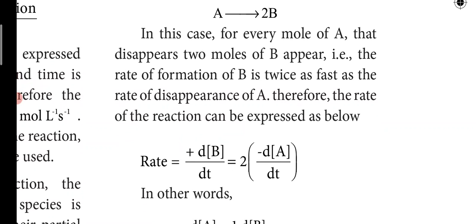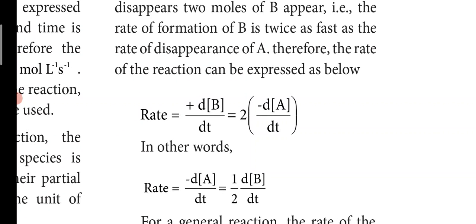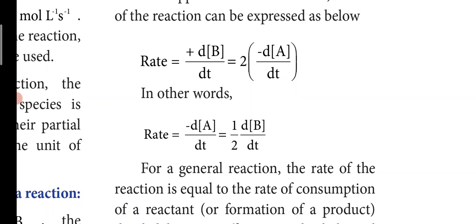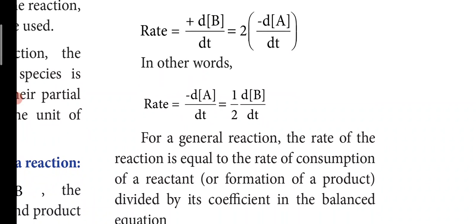Okay, the rate of formation of B is twice as fast as the rate of disappearance of A. So when one A disappears, 2 B appear. Therefore the rate of the reaction can be expressed as below. The product is B, and the product should always be given a positive sign. So d[B]/dt is equal to 2 times minus d[A]/dt, because A is a reactant and is getting reduced. In other words, we can write this as 1 by 2 also.